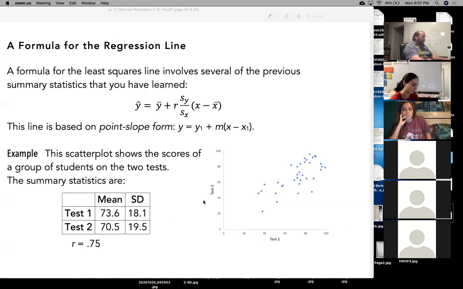Now, finally, after all that's said and done, we have a formula for the regression line.